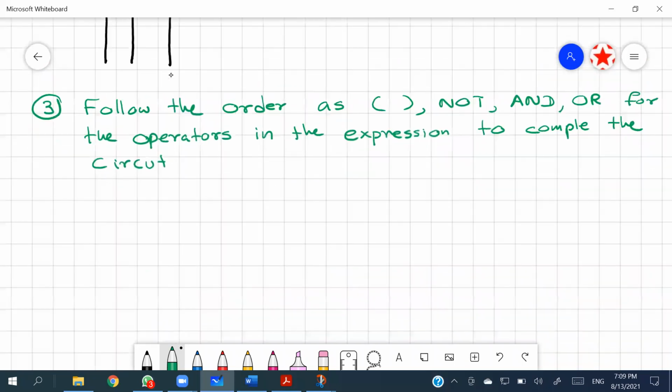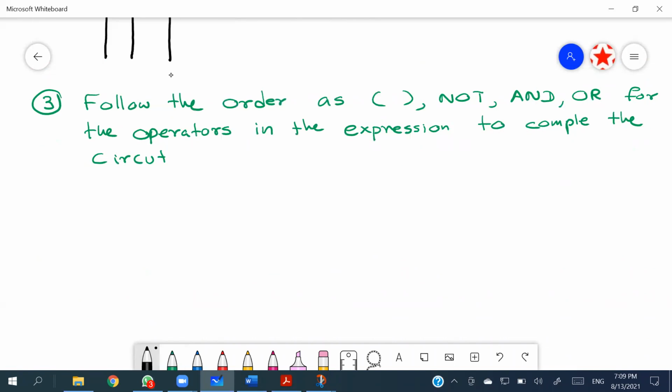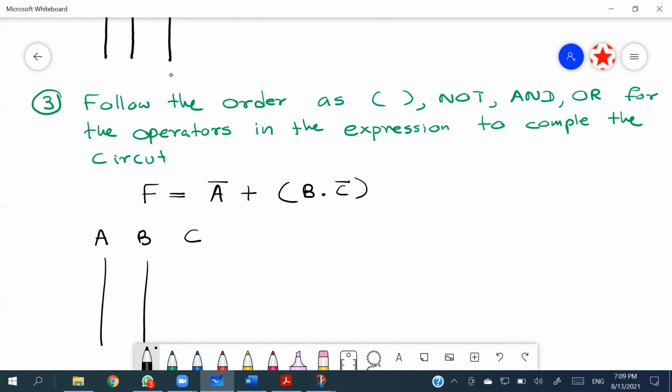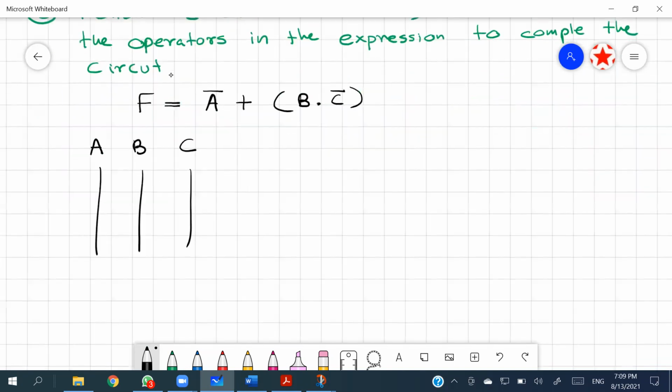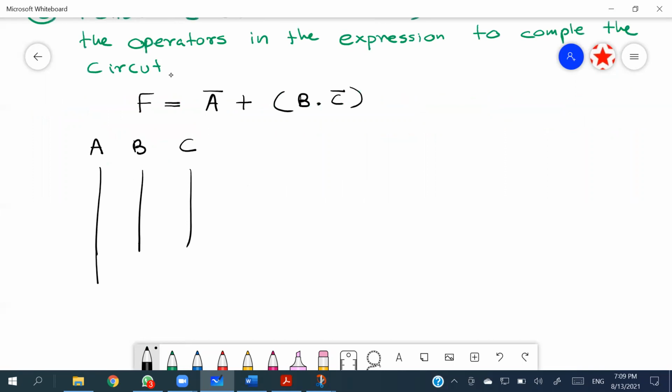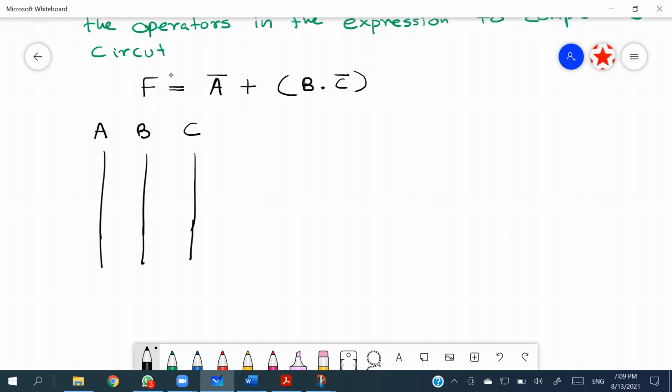Right? So now, what is our expression? It says F equals A bar plus B dot C bar. That is our expression. So earlier we were having these input lines. Right? So we are now just thinking about the expression.